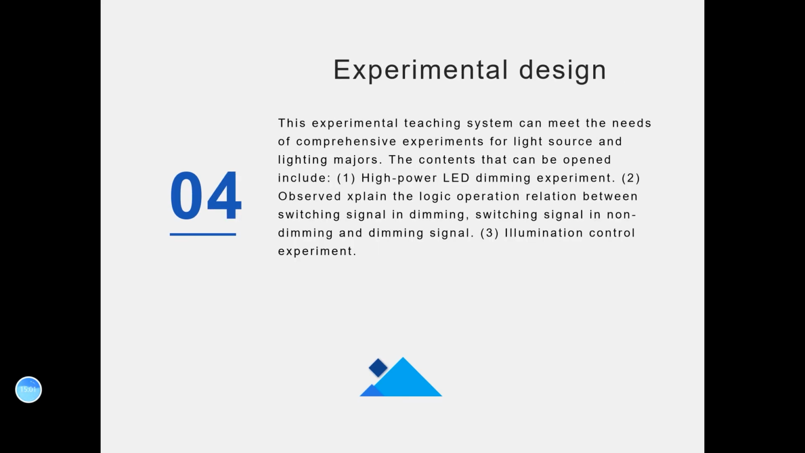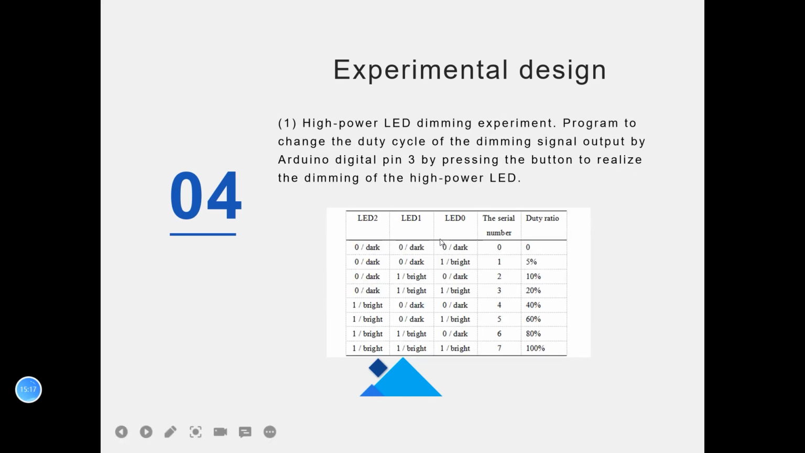This experimental teaching system can meet the needs of comprehensive experiments of light source and light measurement. There are three experiments. The first is the high power LED dimming experiment. The program changes the duty ratio of the dimming signal output by Arduino digital pin 3 by pressing buttons to achieve dimming of the high power LED.